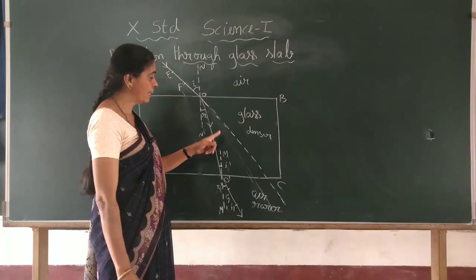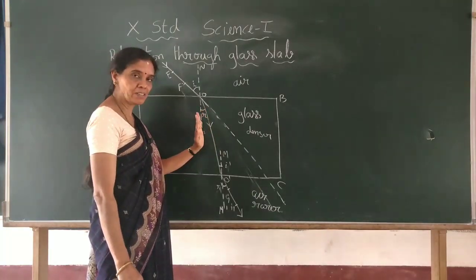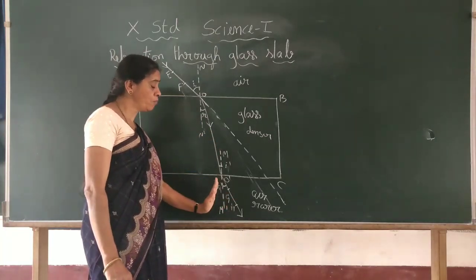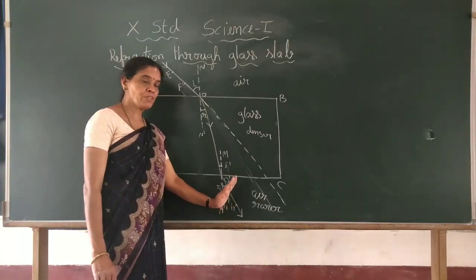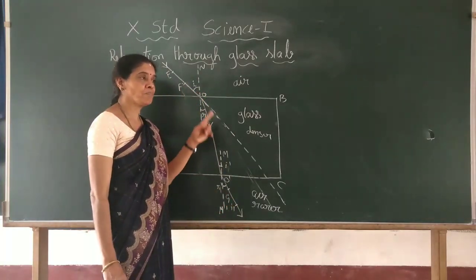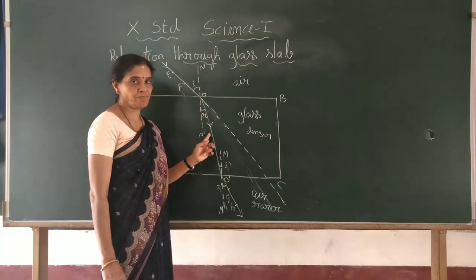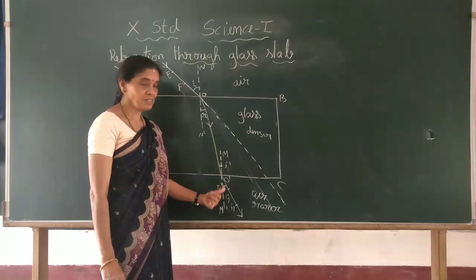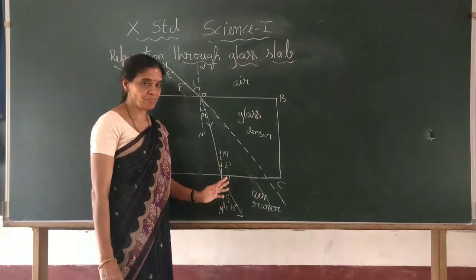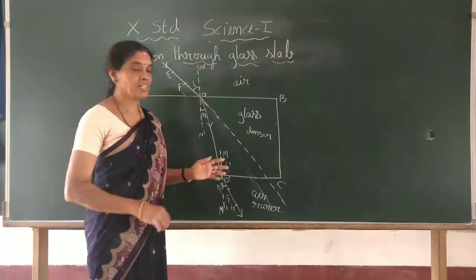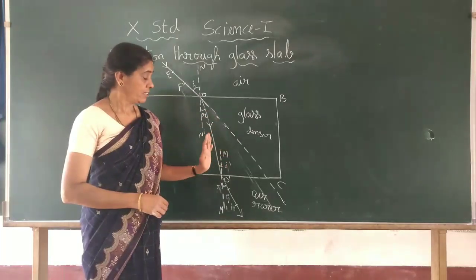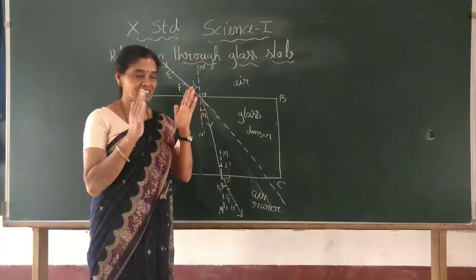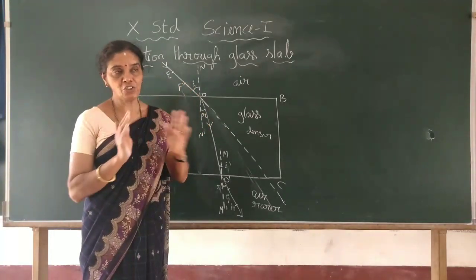Always remember, light bends towards the normal, and when light travels from denser medium to rarer medium, it will move away from the normal. So from rarer medium to denser medium, I is bigger, R is smaller. From denser medium to rarer medium, I is smaller and R is bigger. This is a thing we have to remember. This experiment helps you understand which way light will move, whether away from or towards the normal line, when it travels from denser to rarer medium.